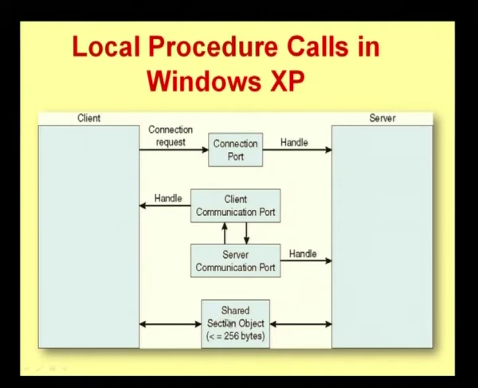Based on the shared object, the communication between the client and server takes place, and this communication will usually be less than or equal to 256 bytes. So let us see what the different ways of communicating in a client server system are. There are 4 different ways of communicating between a client server system.